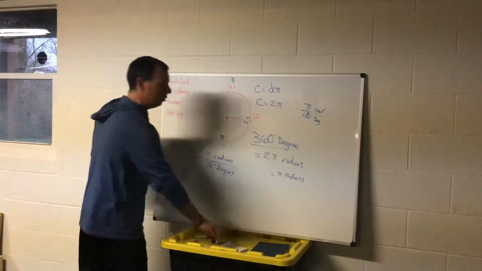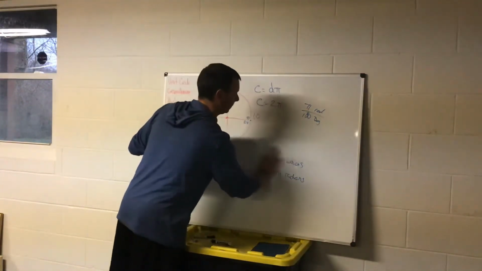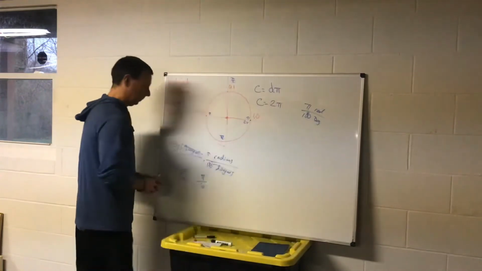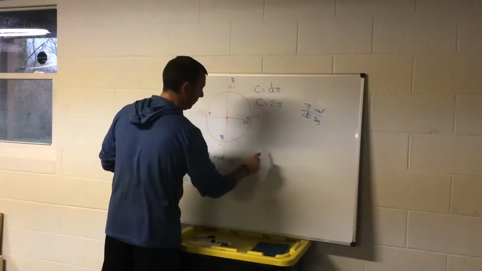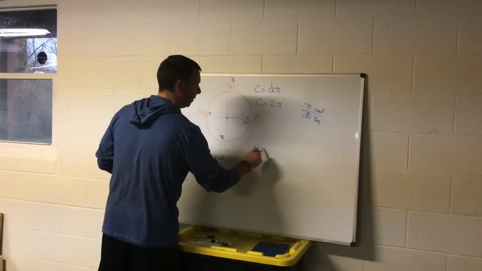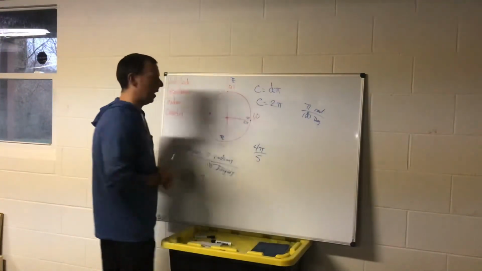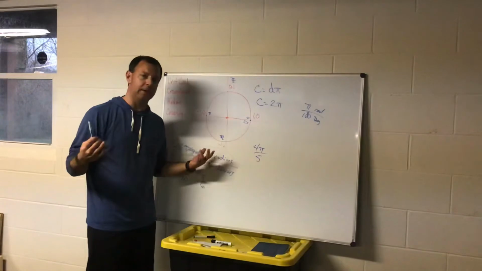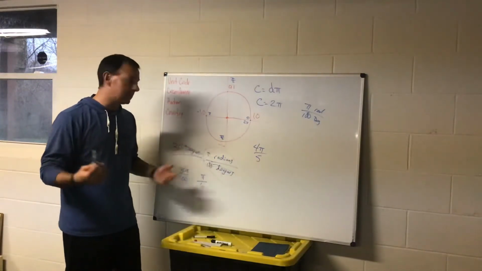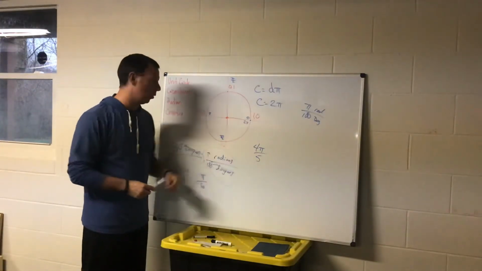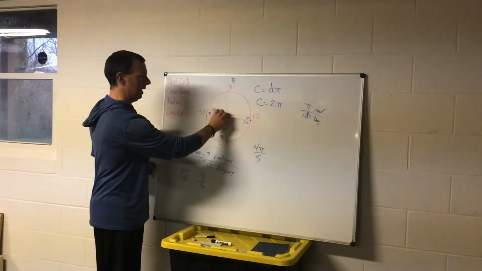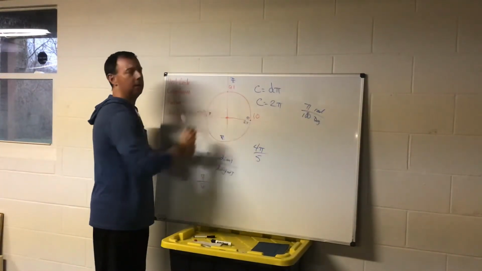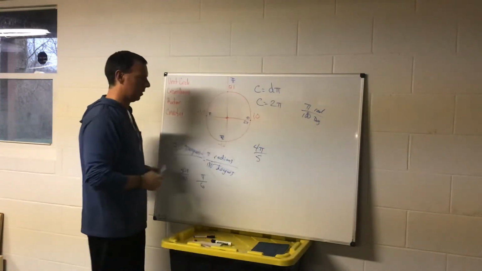Of course, if I wanted to do that backwards, from radians to degrees, let's say that I have 4 pi over 5 radians. No idea how many degrees that is. However, I know this is less than 1 pi. It's more than a half, so it's going to be somewhere in here. So more than 90, less than 180. Let's try and figure that out.